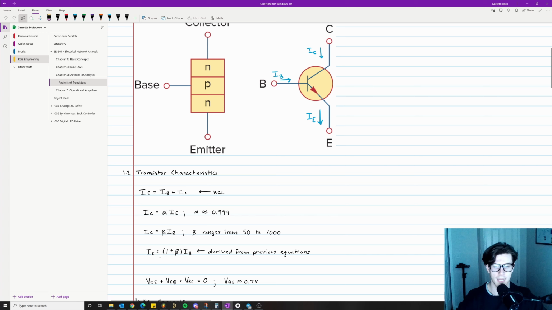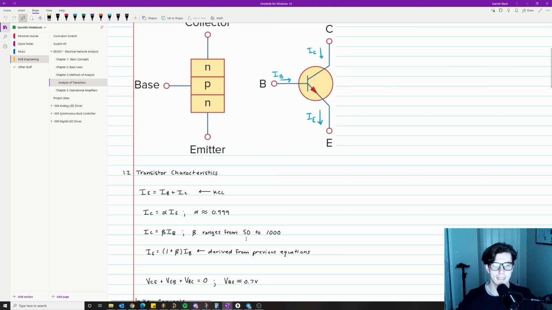Okay, and then this last one here is that the emitter current, the current flowing out of the emitter, is equal to 1 plus beta times IB, or the current flowing into the base. So the emitter current is also proportional to the current flowing into the base, which makes sense. And we just derived this one from previous equations.